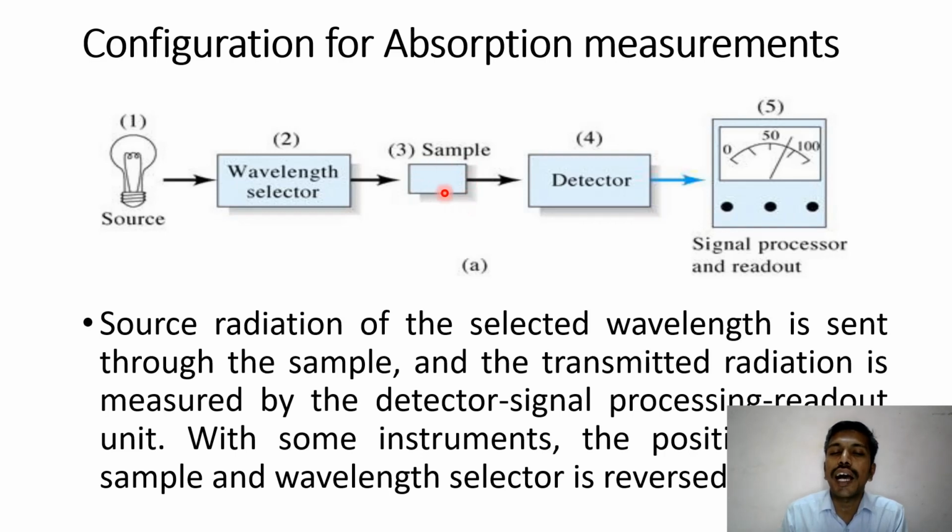The sample may absorb some of the light depending upon its property. Then the remaining transmitted light will be detected by a photo detector, which converts the light into an electrical signal. Then the electrical signal will be given to signal processing. Then it finally gives us the output. This is the absorption method.